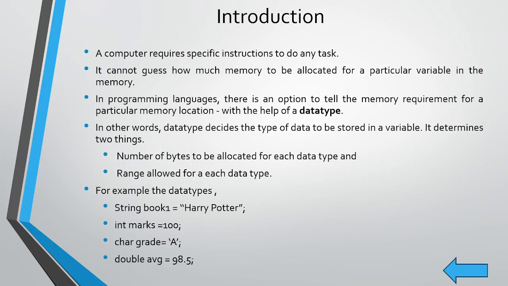But computer requires this kind of information. So in programming languages, there is an option to tell the memory requirement for a particular memory location, and it is done with the help of data types. Data type decides the type of data to be stored in a variable. There are two things over here: number of bytes to be allocated for each data type and range allowed for each data type. Number of bytes and range.